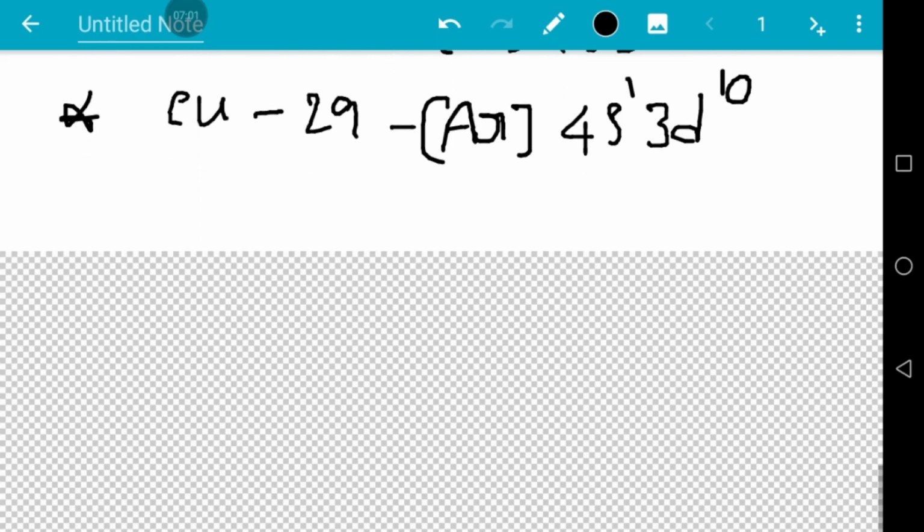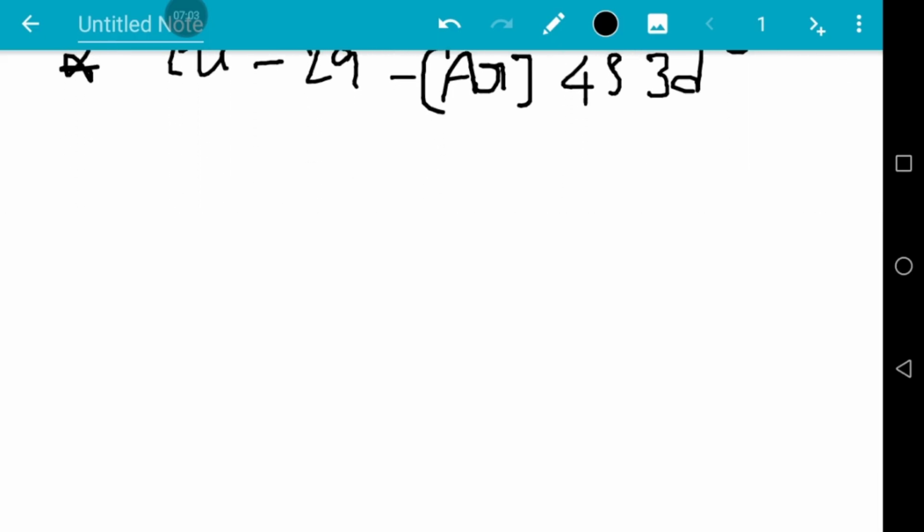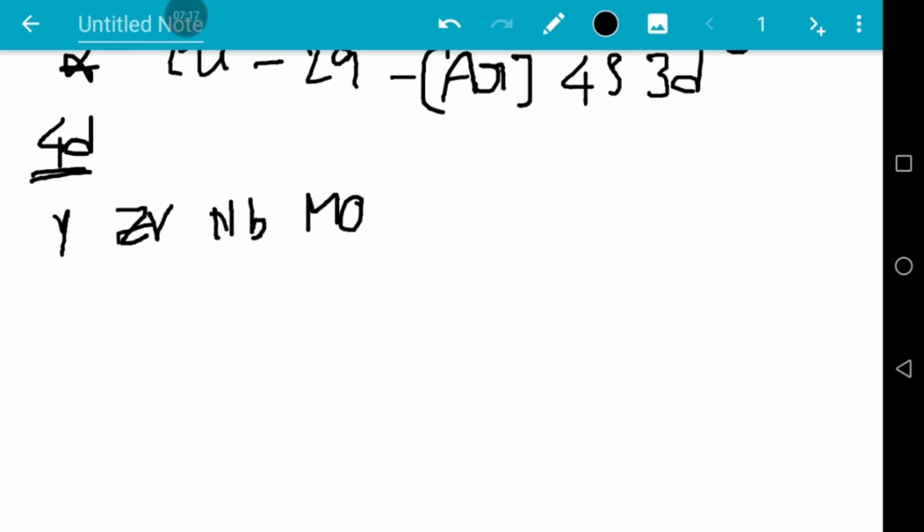So 4d series elements, what are those? That is yttrium, zirconium, niobium, molybdenum, technetium, ruthenium, rhodium, palladium, argentinum, cadmium. So these are the elements in the 4d series.